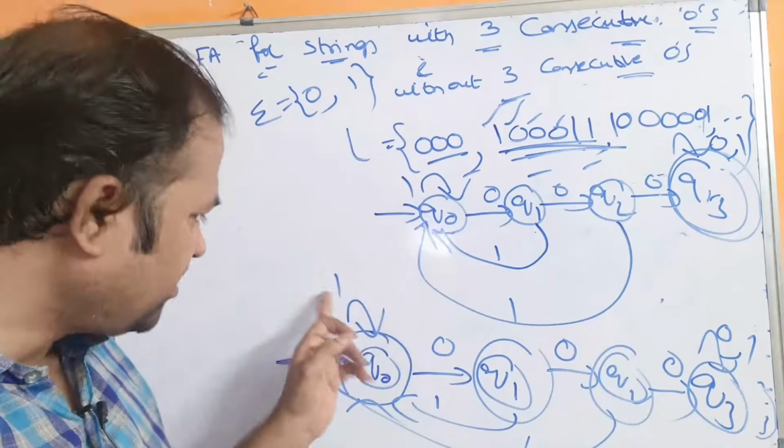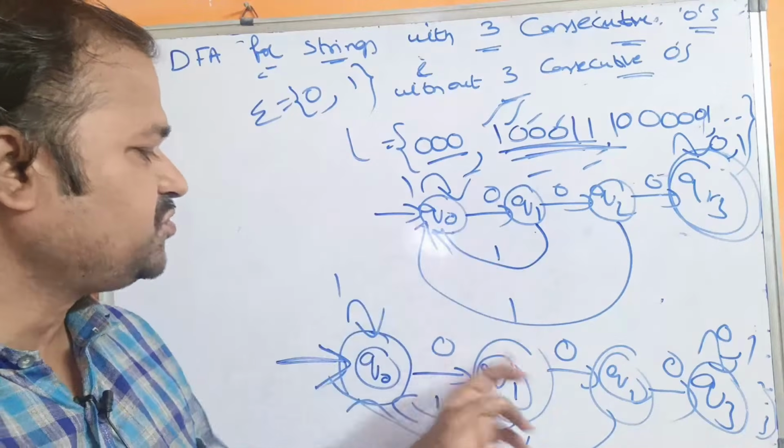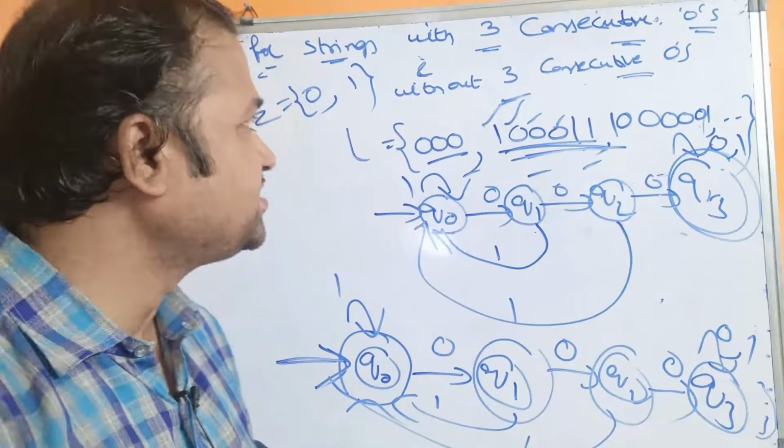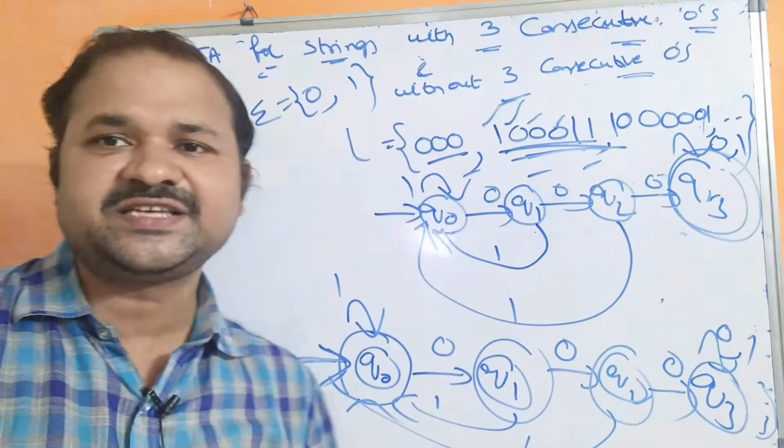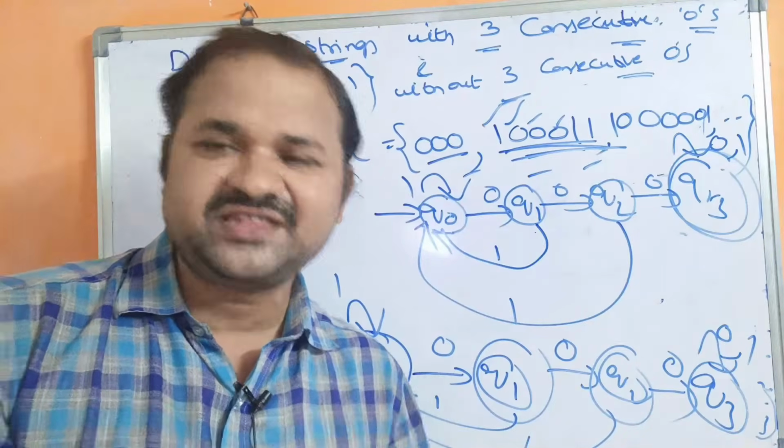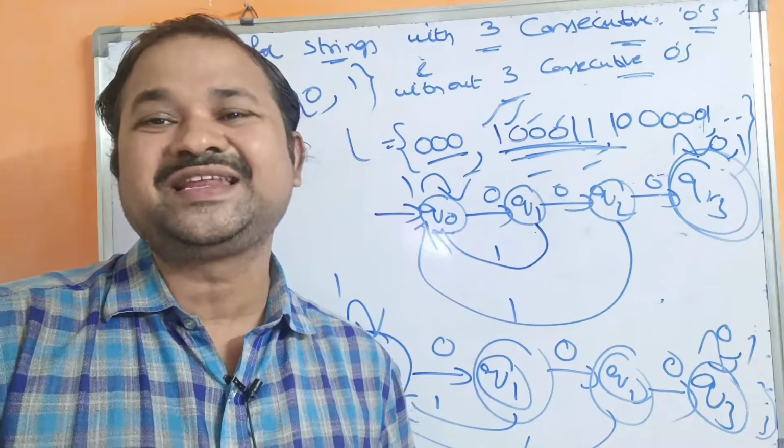Q0 on 1 means Q0 only. Next, Q0 on 0 means Q1. There is no change in the transitions. So in this way, we can design a DFA for the strings with 3 consecutive zeros and without 3 consecutive zeros.